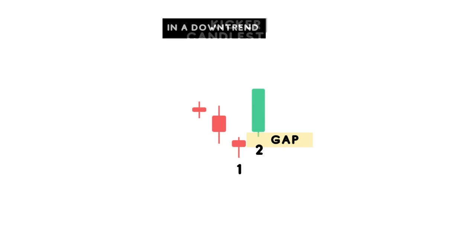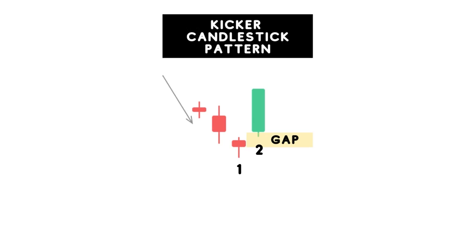In a downtrend, first you'll see a bearish candle, followed secondly by a large bullish candle. A key thing here is that price has gapped up before forming this big bullish second candle. This is the kicker candlestick pattern. It is considered one of the most reliable reversal patterns due to its sharp reversal and can point to a change in investors' attitude.